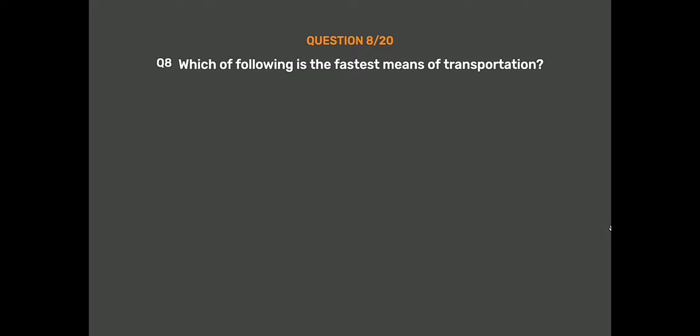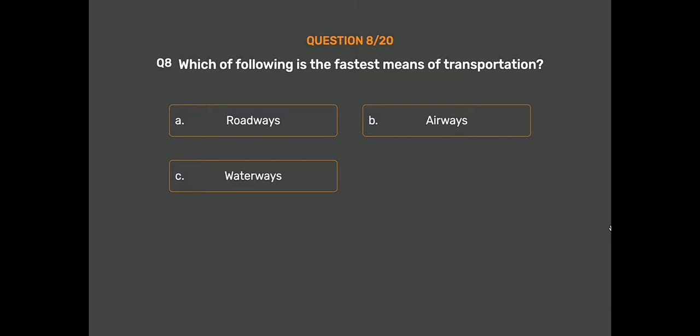Question number 8. Which of the following is the fastest means of transportation? Option A. Roadways. Option B. Airways. Option C. Waterways. Option D. Railways.